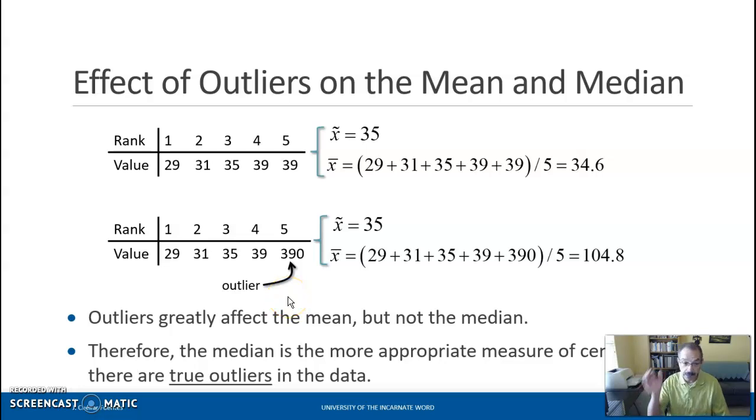So keep in mind that outliers greatly affect the mean, but they really don't impact the median. So the median is a more appropriate measure of centrality when there are true outliers in the data. True meaning that this number, for example 390, is a correct measure. I don't know what they're measuring here, but we went and verified, and sure enough, that is a real value. So when that is the case, the mean is not the best measure of centrality. You will use the median.